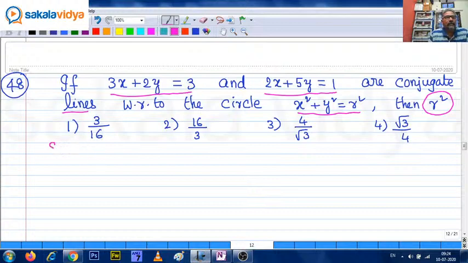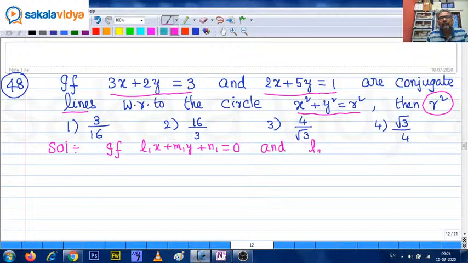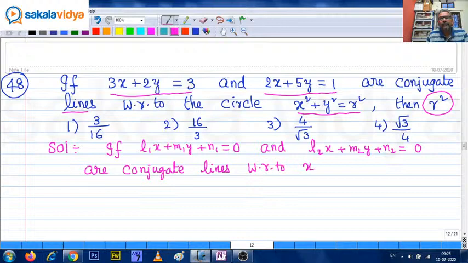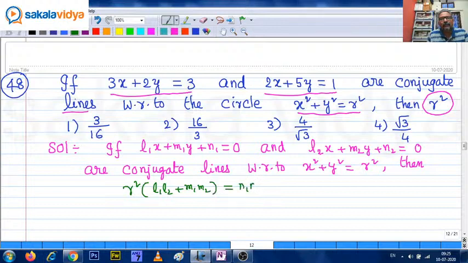So here, write down this note condition. If L1x plus M1y plus N1 equals 0 and L2x plus M2y plus N2 equals 0 are conjugate lines with respect to x square plus y square equals r square, then r square times (L1 L2 plus M1 M2) equals N1 N2. This is the condition.